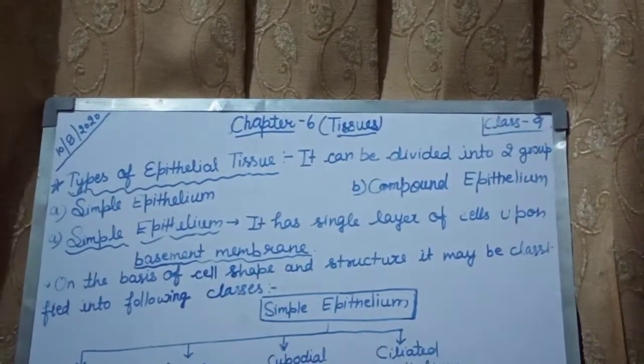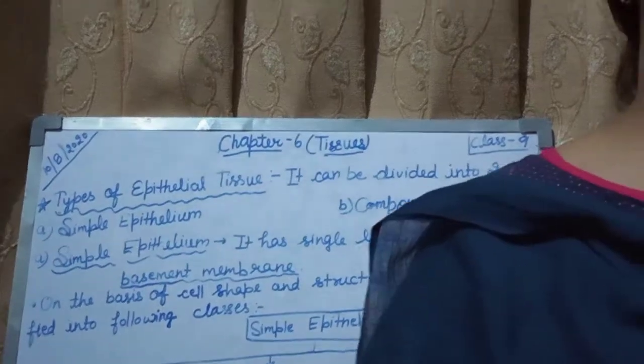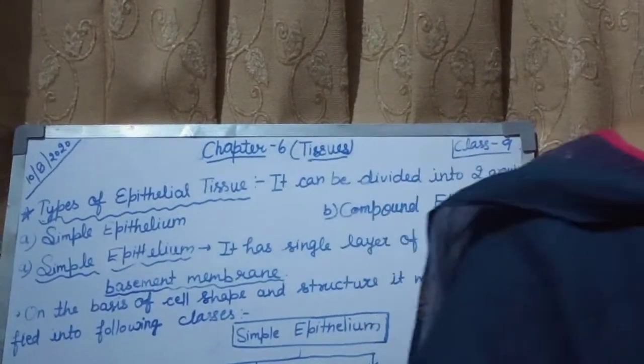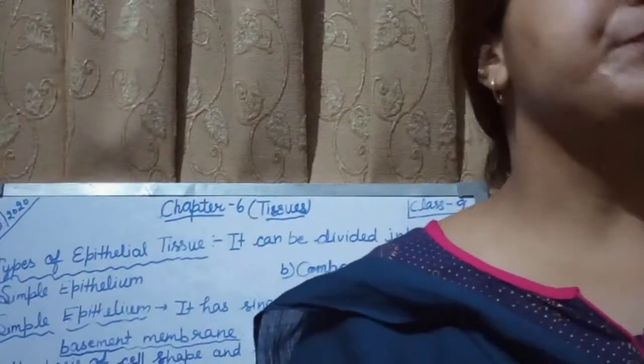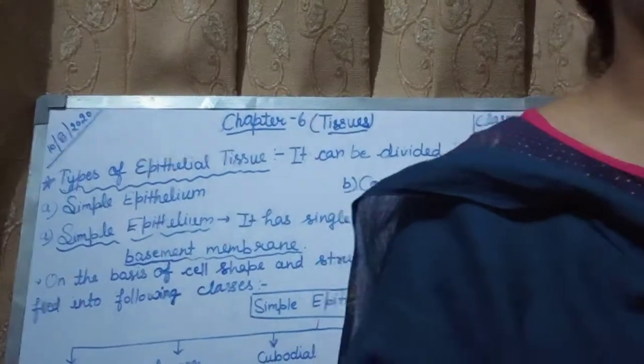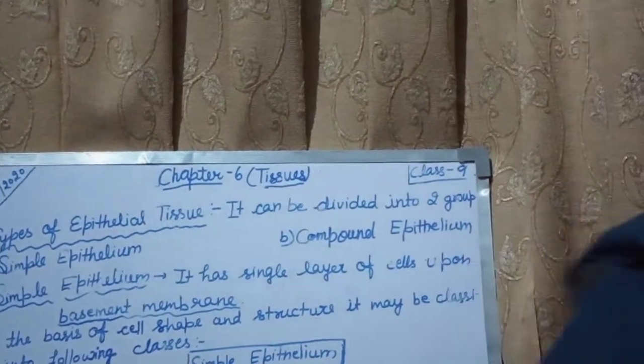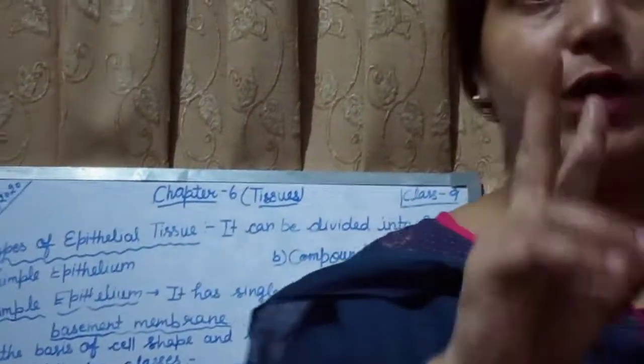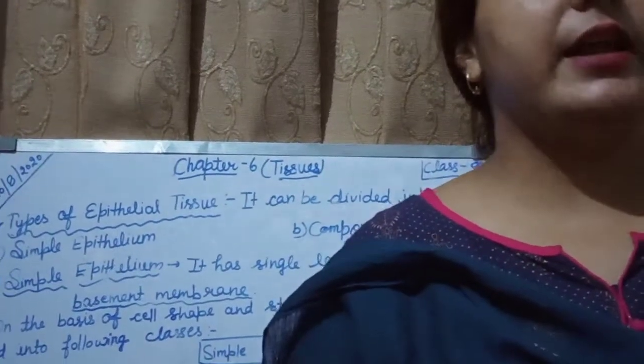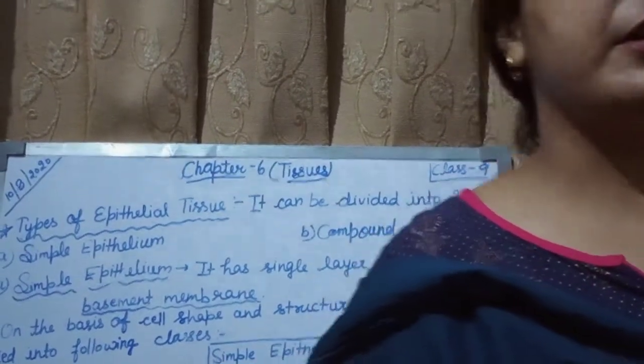What is epithelial tissue? It is the layering or covering of the body surface. It is made up of two words: epi means above, and thelial means covering or layering. Now in this video we discuss the types of epithelial tissue. It can be divided into two types. First is the simple epithelial and second is the compound epithelial.